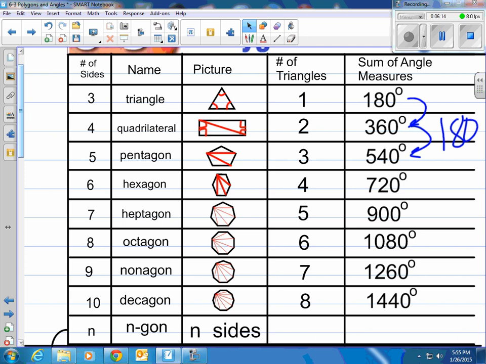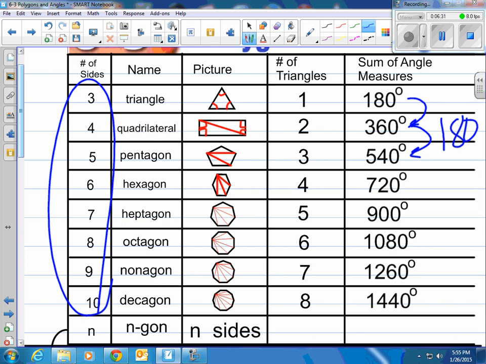All right, now, question is this. What's the angular measure of those? How do you calculate those? Is there a pattern here that you can see? And I'm hoping you see some relationship between these here, the number of sides, and the number of triangles.